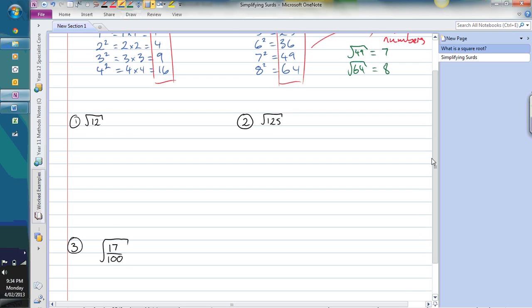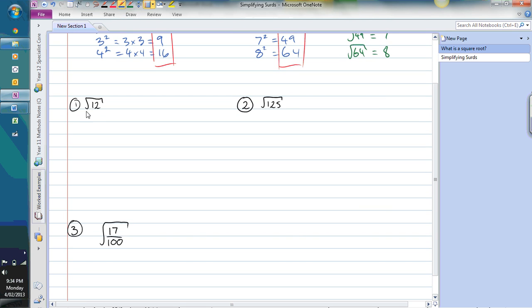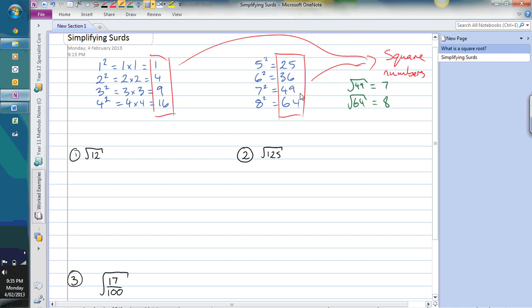So let's have a look at this first problem here. The square root of 12. Now if you were to key that into your calculator, you'd see pretty quickly that you're going to get a fairly horrible decimal answer. It doesn't have a whole number answer. It's not a surd. Another way of knowing that, if you look at your list of square numbers, 12 doesn't appear. So it's not going to be a nice answer. But we do want to be able to tidy it up.